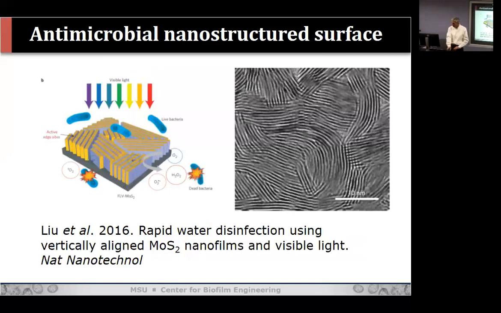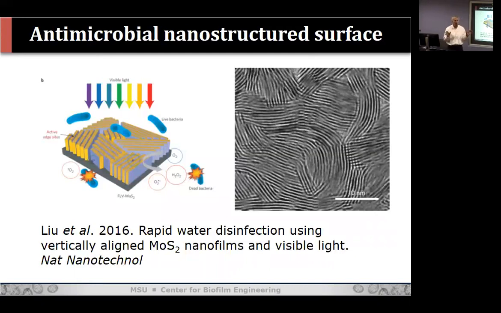Here's a technology from a materials science group at Stanford that has fabricated nanostructured molybdenum disulfide films. And these have the remarkable property of being able to take in a large swath of the visible spectrum of light, and in the presence of aerated water, generate reactive oxygen species. And they're using that, they showed they could use that to disinfect the water above this surface. Shine a light on it, and can disinfect the water.